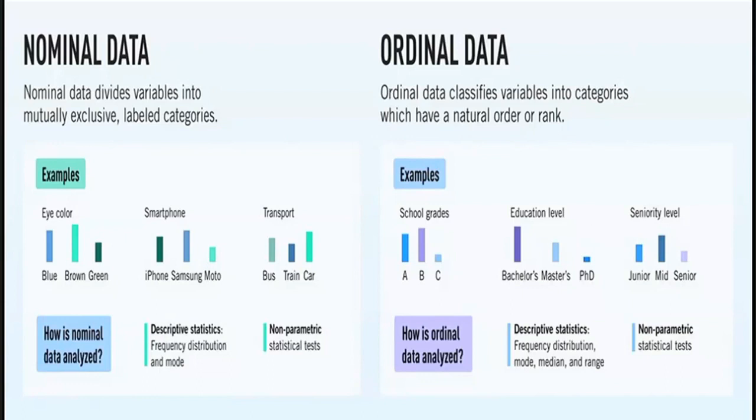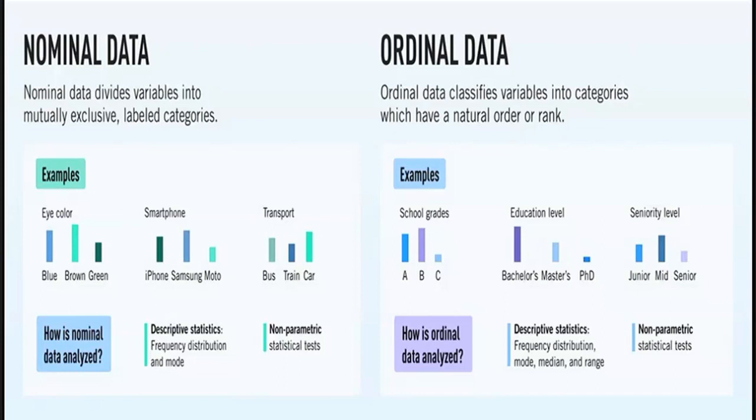You can see the examples here. For example, eye color: we have blue, brown, green. You are categorizing your data in the form of certain labels, specific categories. Smartphone depends on the type of company, right? Transport: bus, train, car. So these are all considered nominal data.